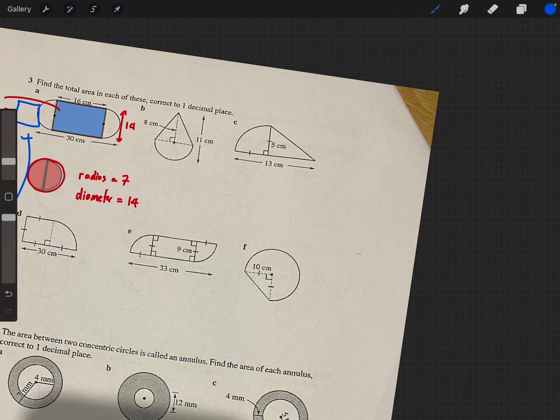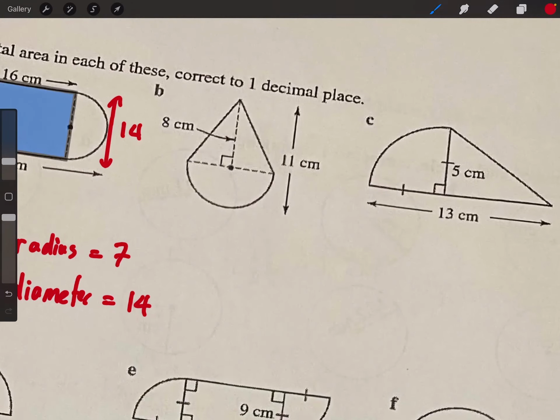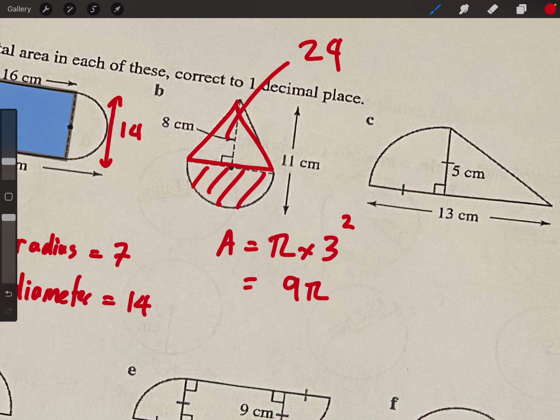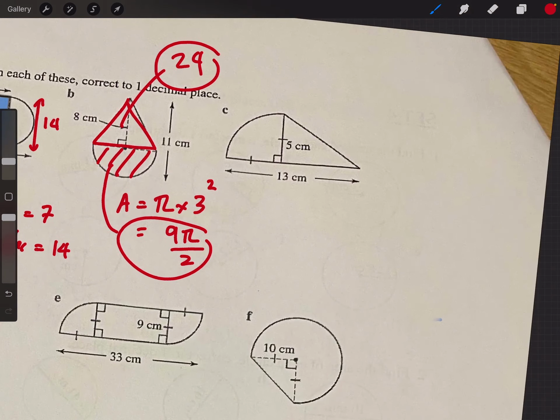So I'll say it one more time, just real quick. The area of the triangle we worked out to be 24. Now the area of the semicircle, that's equal to pi times the radius, which was 3, so that's 3 squared, which is equal to 9 times pi. Then you have to divide this number by 2, so it'll be 9 times pi on 2. Work out what that is. That will be the area of the semicircle. Then you're going to add it with 24 and you get the answer.